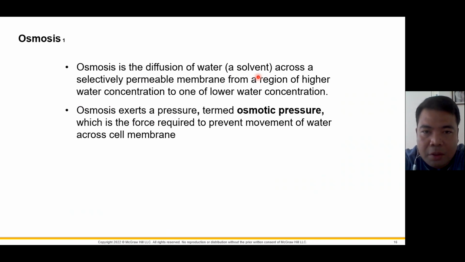It is the movement or diffusion of water, which is a solvent, across a selectively permeable membrane from a region of higher water concentration to a region of lower concentration. Okay? But in order for osmosis to happen, in order for diffusion of water or any solvent to happen, there must be an osmotic pressure. It is the pressure exerted by osmosis. And osmotic pressure is the force required to prevent the movement of water across the cell membrane. So let us discuss that in detail.